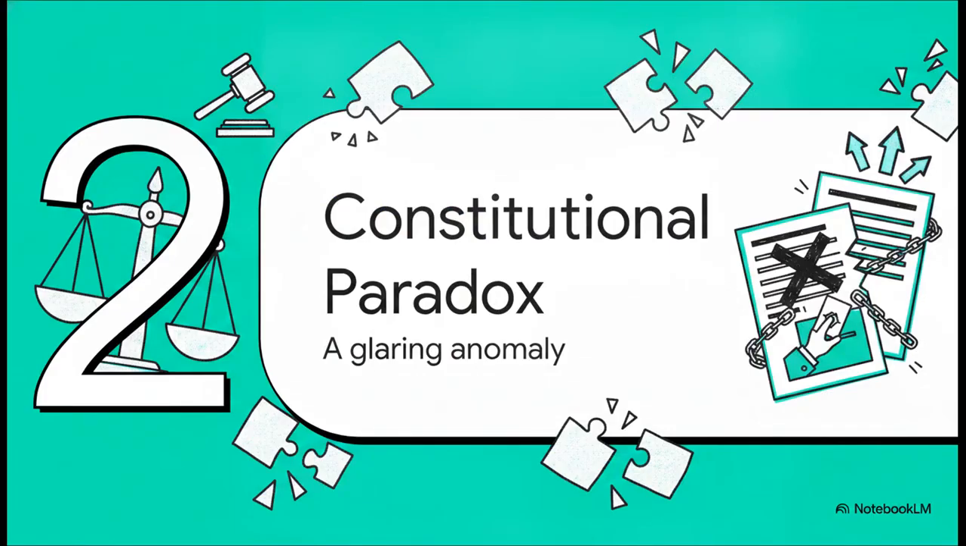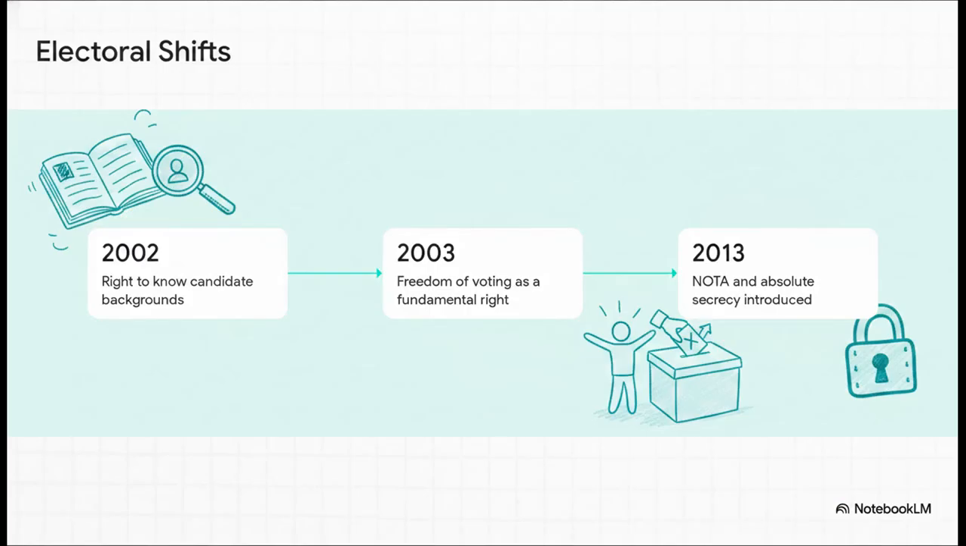Which brings us to Section 2, the constitutional paradox. But the story definitely doesn't end there. As we stepped into the 2000s, the court started constitutionalizing the electoral process. They were transforming the voter from a passive statutory creature into an active constitutional actor. In 2002, the court ruled that voters actually have a fundamental right under Article 19(1)(a) to know the criminal and financial backgrounds of candidates, simply because democratic participation requires informed voters.